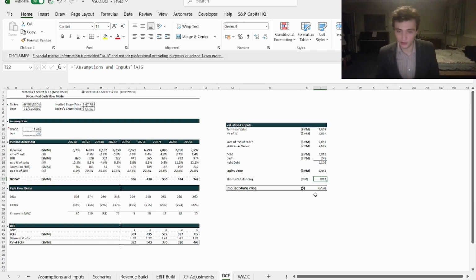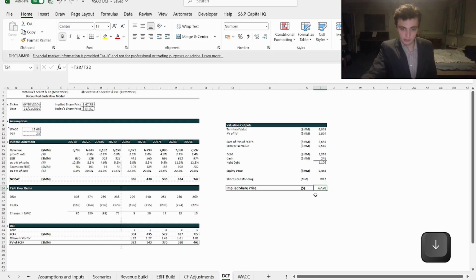You can get it on Yahoo Finance. You can get it actually straight from the 10K of that company if you really want to. And then eventually we get the implied share price by dividing the equity value by the number of shares outstanding, because the share is a portion of that equity, a portion of that value.